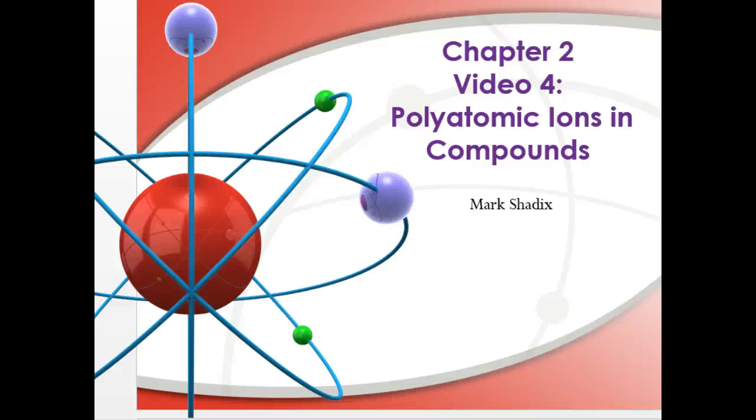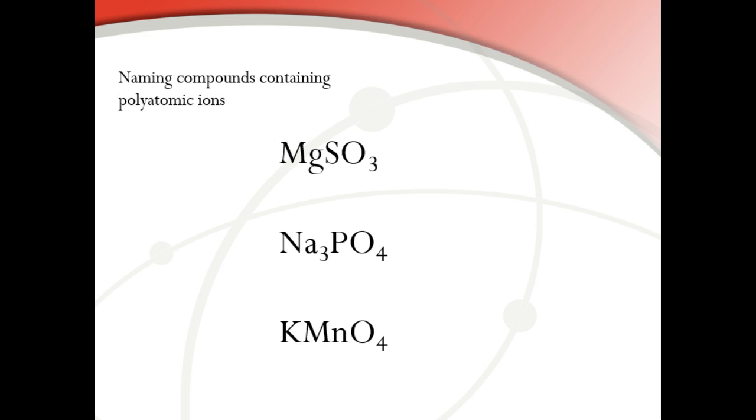Hey guys, this is the fourth video in chapter 2, naming polyatomic ions in compounds, or naming compounds containing polyatomic ions. Now it's actually pretty easy. Once you get the actual polyatomic ions down, naming the compounds is a piece of cake. So how do we name compounds containing polyatomic ions?